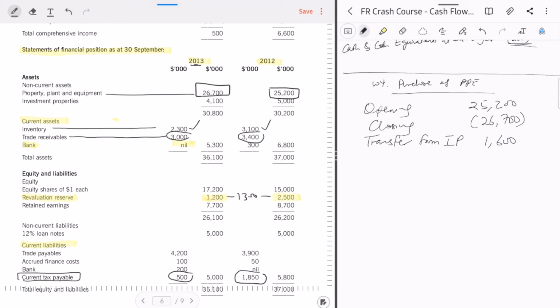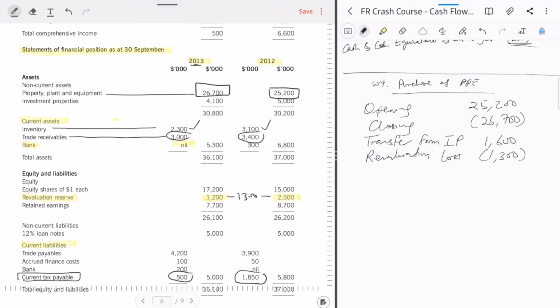So if there was a revaluation loss, sorry, of 1,300, it means my assets would have fallen in value. So revaluation loss of minus 1,300, right?